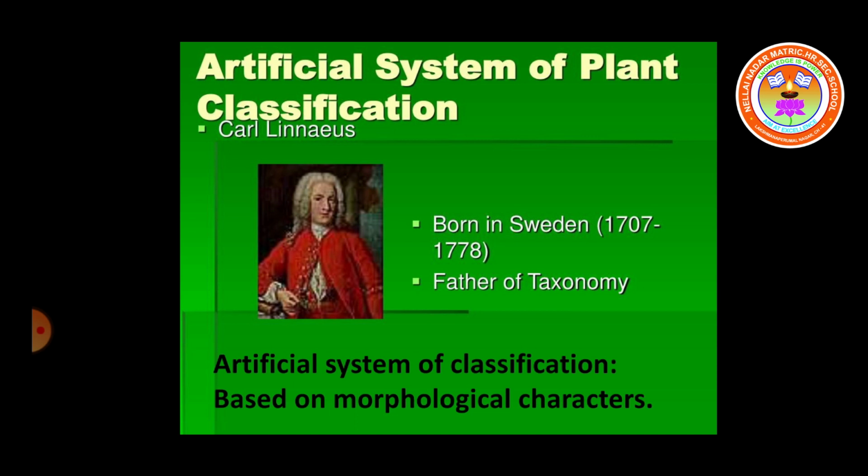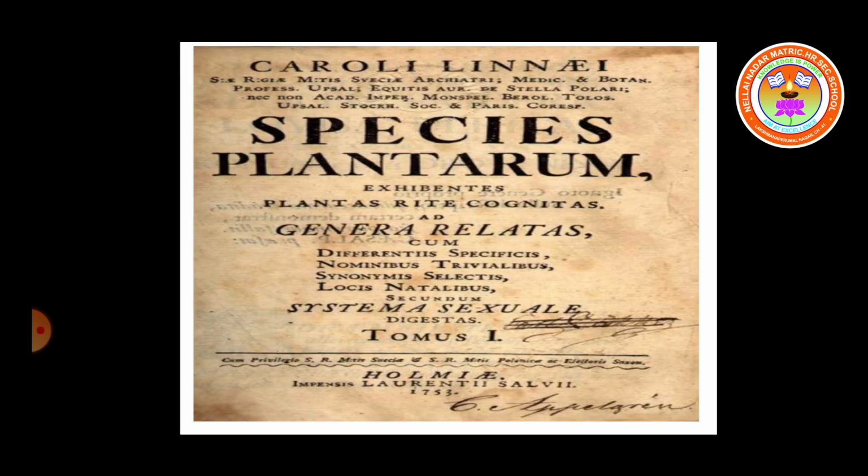The first system is artificial system of classification. This is the earliest system of classification in plants. Plants are classified on the basis of one or few morphological characters. Morphological characters mean the external appearance or the external characters. This artificial system of classification was proposed by Carolus Linnaeus in his book called Species Plantarum.